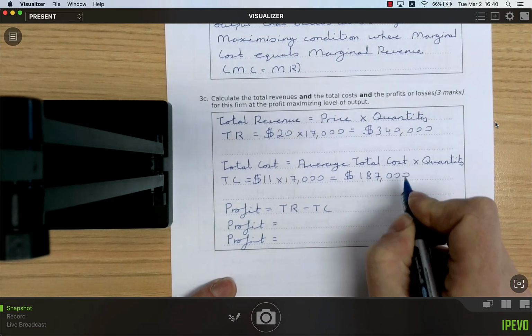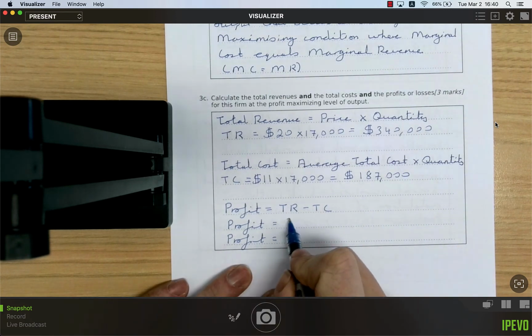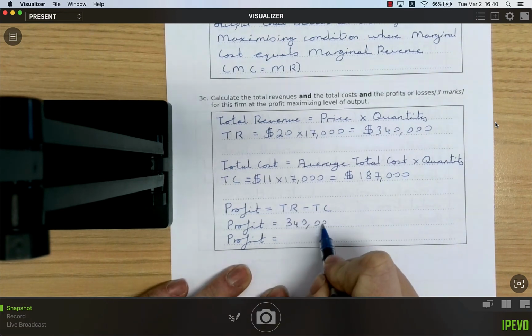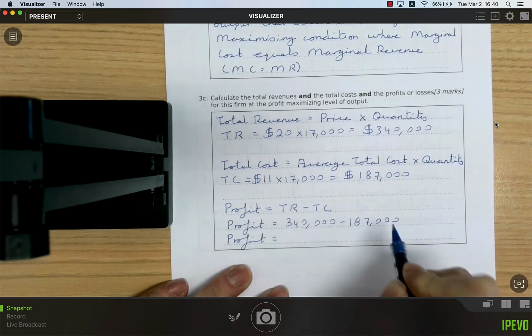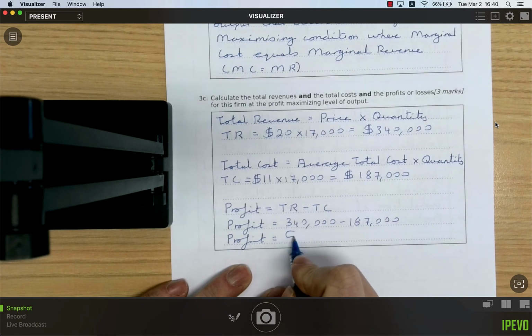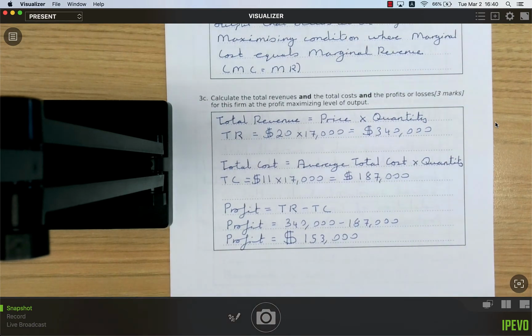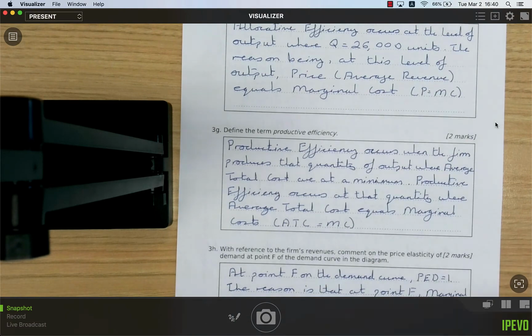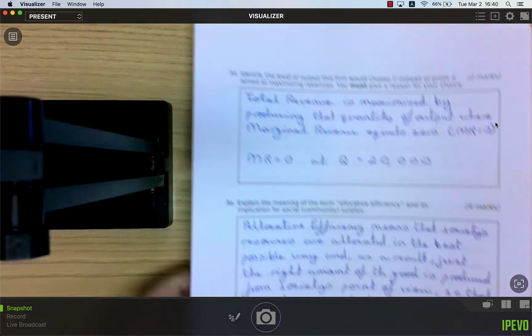Okay, well then profit is total revenue minus total cost. Total revenue is 340,000. Total cost is 187,000. So therefore the profit that is earned is $153,000. And again, guys, I really hope this stuff is so repetitive. I don't want to say easy, but it is repetitive, and that's what makes it easier.